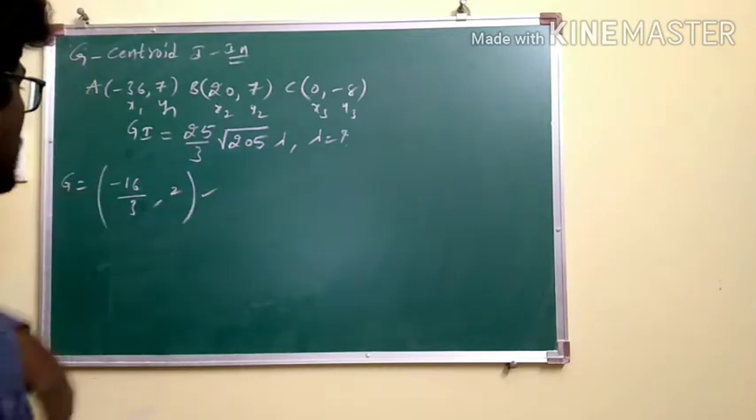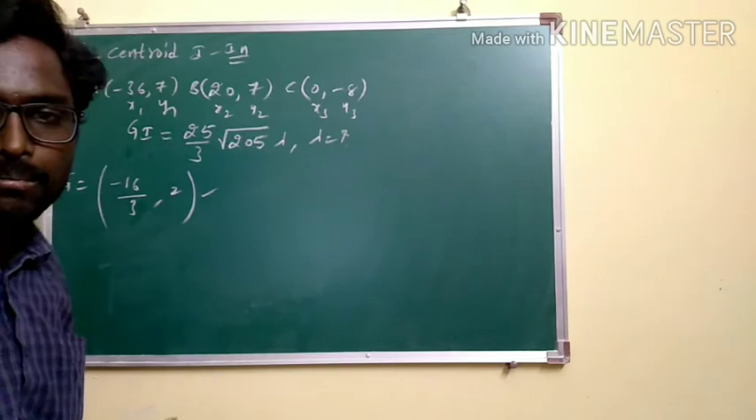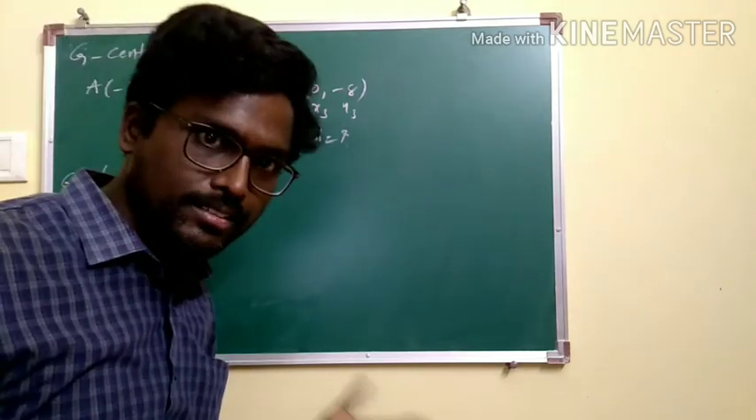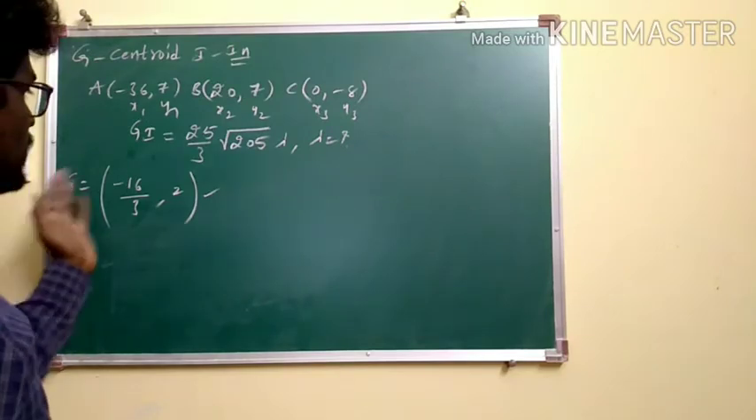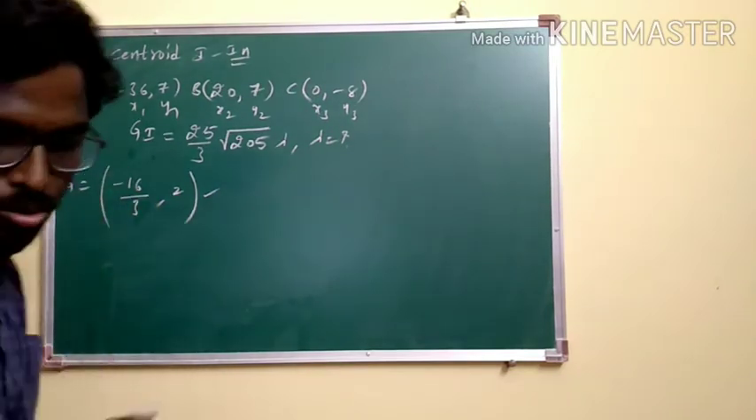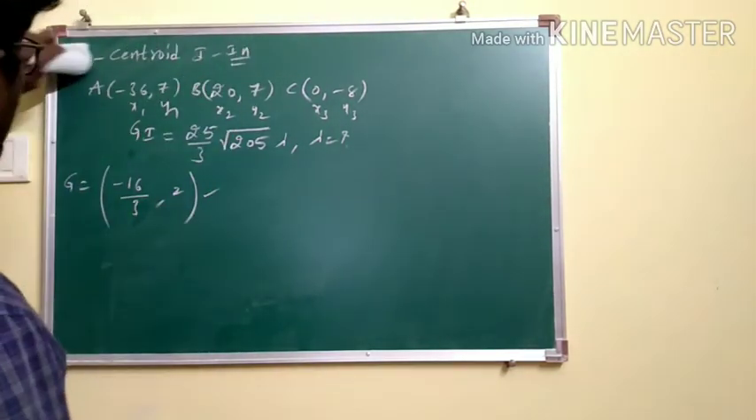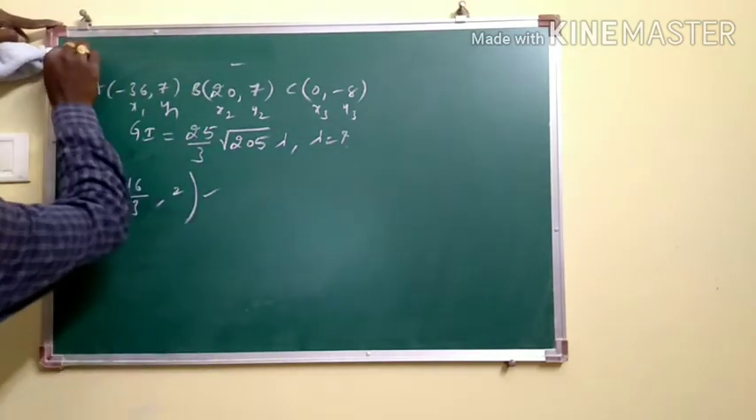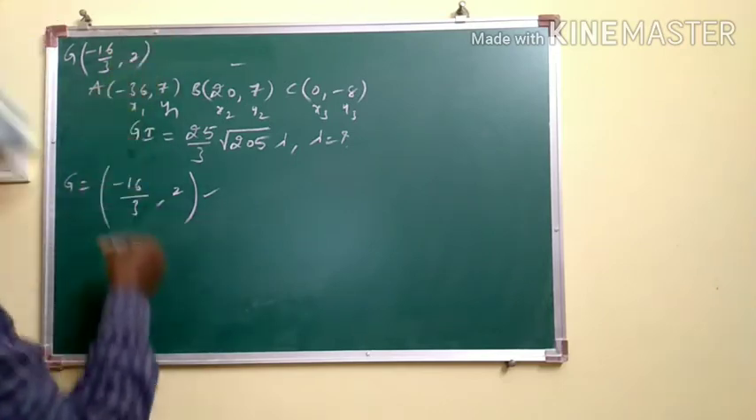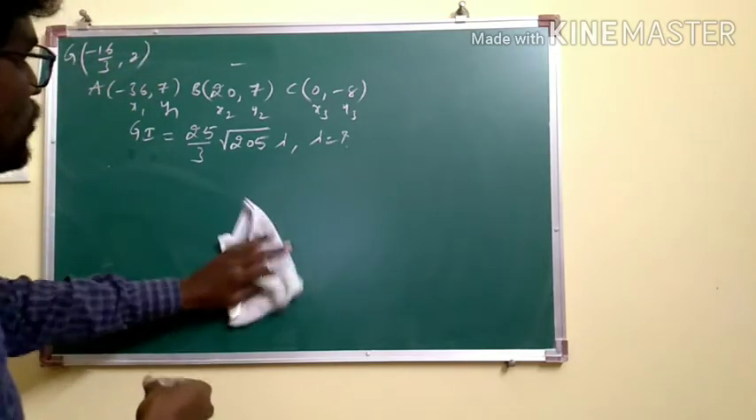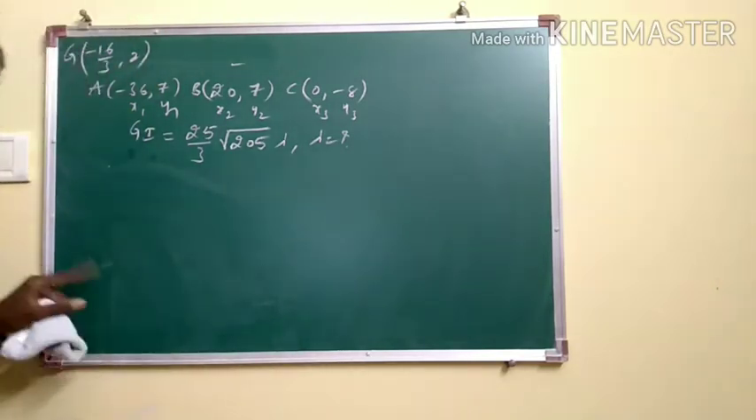So the sum of the x coordinates is minus 16 by 3 and the sum of the y coordinates is 2. Therefore the centroid coordinates are minus 16 by 3 comma 2. So I am writing the centroid coordinates here, that G is minus 16 by 3 comma 2. And then let's go ahead with finding the incenter coordinates.